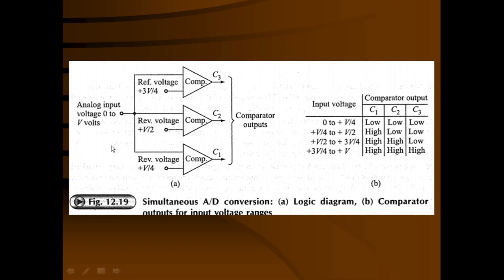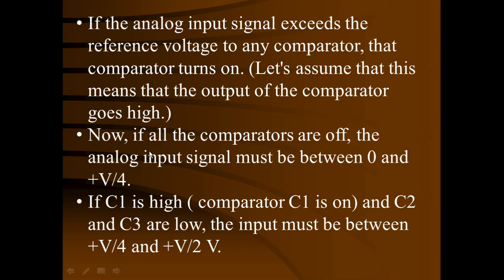So this we can understand through the figure. Now that description is given over here. If the analog input signal exceeds the reference voltage of any comparator, that comparator is going to be turned on, and let's assume that this means the output of that comparator goes into the high state. Now, if all the comparators are off, it means that the analog input voltage must be in the range from 0 to +V/4 volt, because it is less than the lowest reference voltage +V/4.